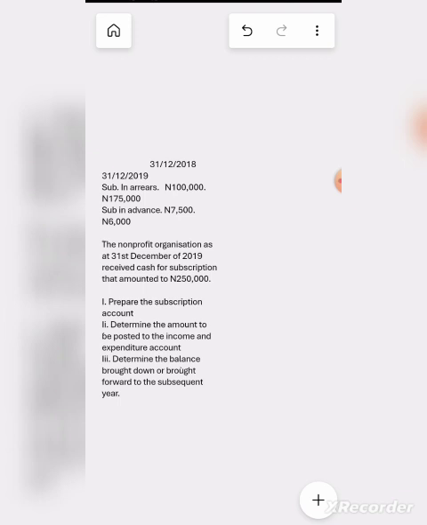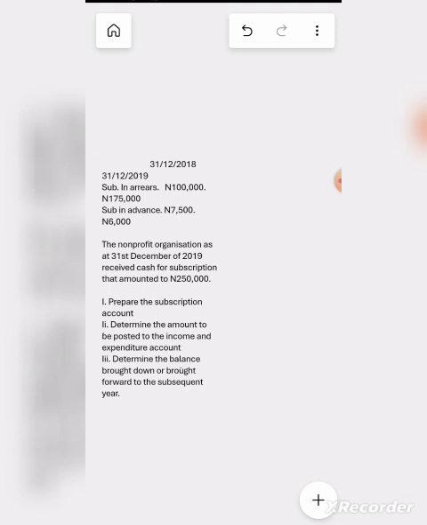It is the organization's money, and the members are debtors. We are treating this as a current asset to us, the organization, because the members are still owing us, and they are more like debtors to the organization for the subscription that they have benefited from, that they have enjoyed, but they have not paid for. That's number one.